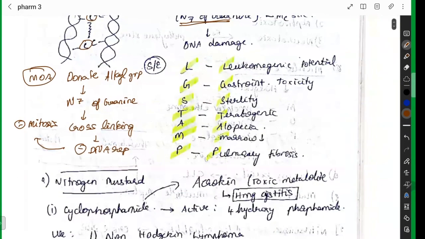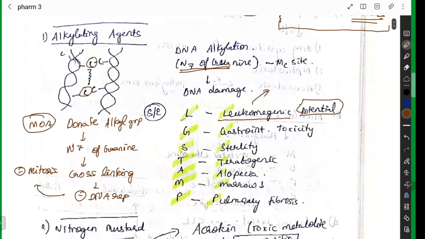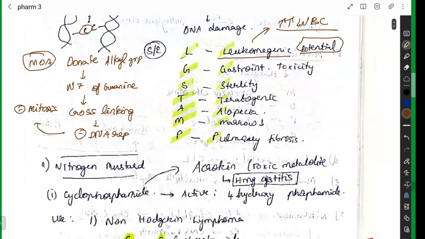Remember LG stamp. You have the LG company, right? What is LG stamp? L stands for leukemogenic potential. That means there is a rise in the WBC. Leukocytes will be increased. Next, G stands for gastrointestinal toxicity.